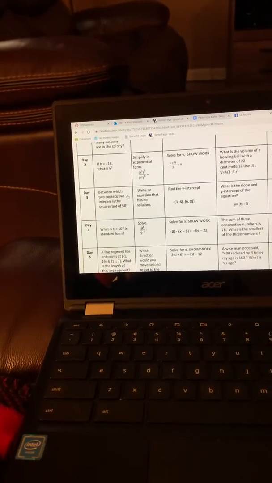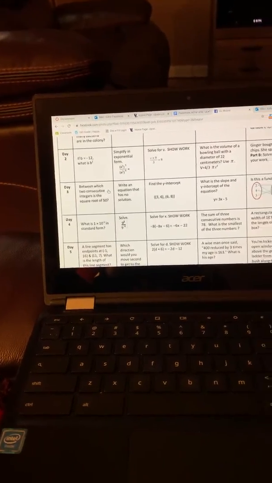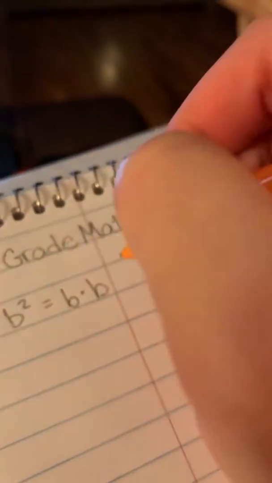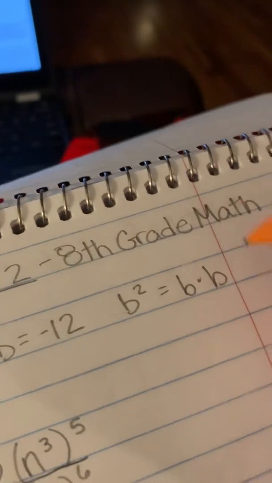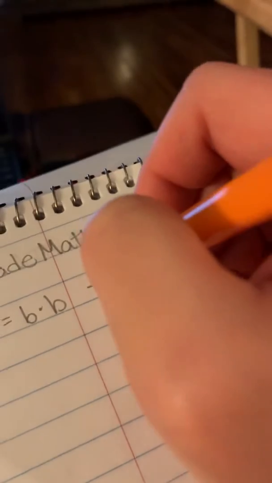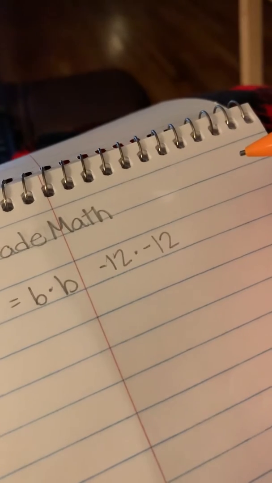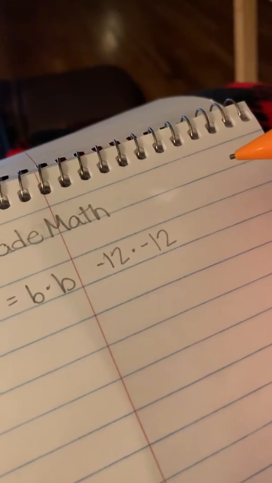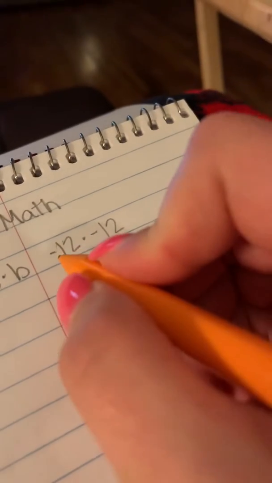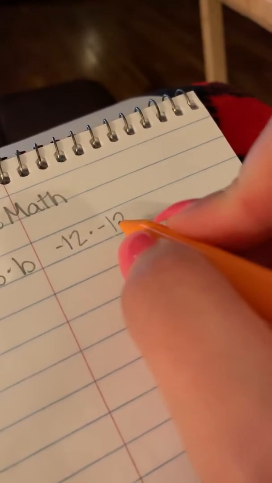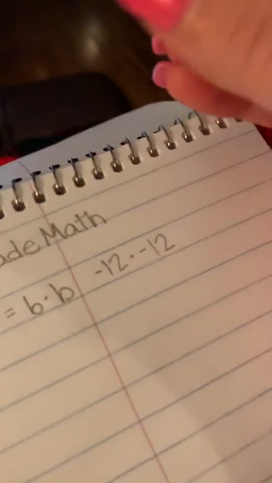So the first problem says, if b equals negative 12, what is b squared? Well, we need to know first that b squared means that it's b times b. So if b is negative 12, then that would be negative 12 times negative 12. Now keep in mind, this would be a no calculator question on the Milestones, so you would need to know your integer rules, that a negative times a negative is a positive, and 12 times 12 is 144.